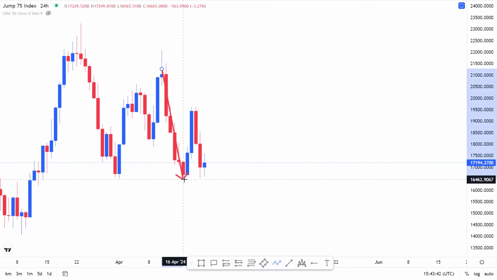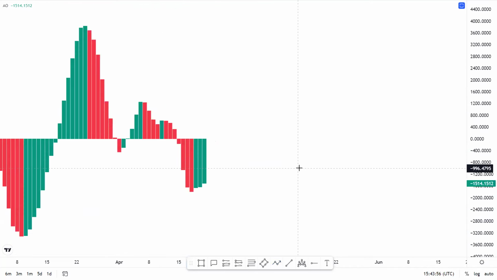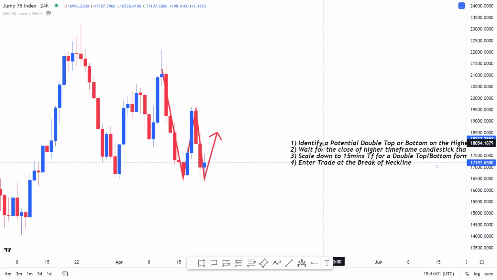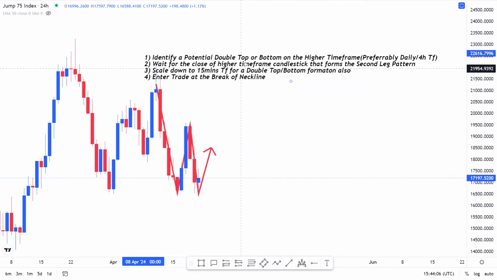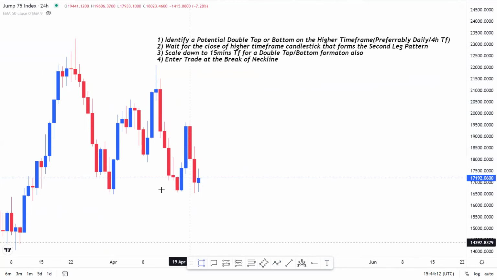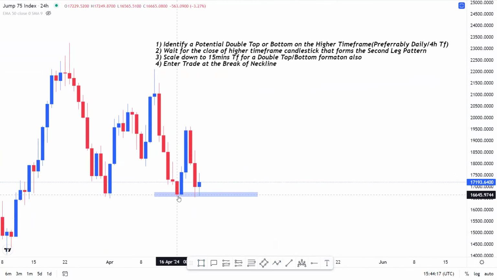So we had this being the first leg of our potential double bottom pattern. And then we had this being the second leg of our potential double bottom pattern. Now, like the rule states, guys, the first thing you want to do is identify a potential double bottom pattern, which I had clearly identified from the daily time frame. As you can see, we had come back to this support level where we had bounced off from previously, some 4 days ago.